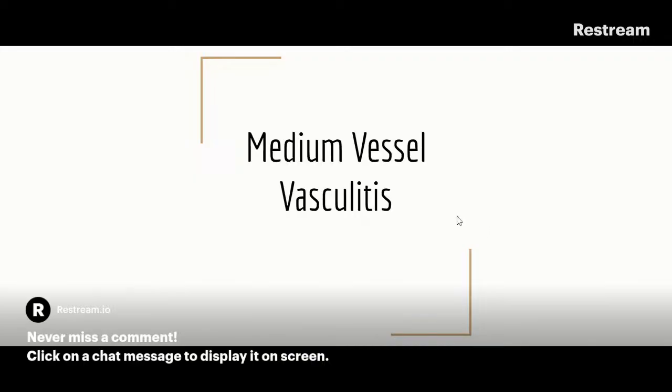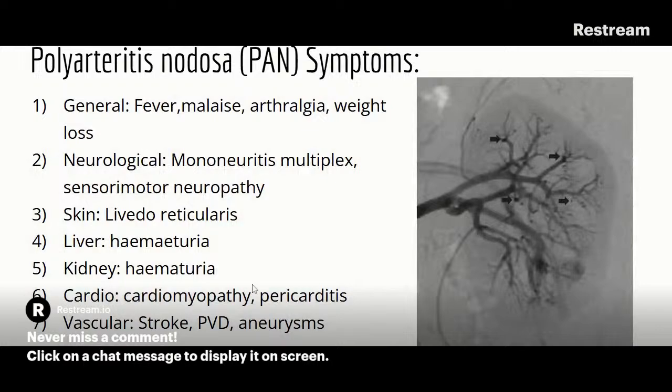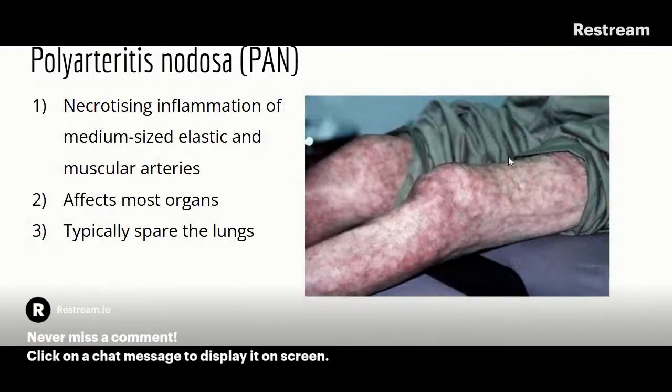We're talking now about the medium vessel vasculitides. And we want to talk about polyarteritis nodosa. It's necrotizing inflammation of medium-sized elastic and muscular arteries. It typically affects most organs, typically spares the lungs. So here we have a look at some of these symptoms. We've got these general symptoms that we've talked about here. You can have a mononeuritis, you can have sensorimotor neuropathy, you can have livedo reticularis, which we saw on the slide here, this kind of purple, fishnetty, weird rash.